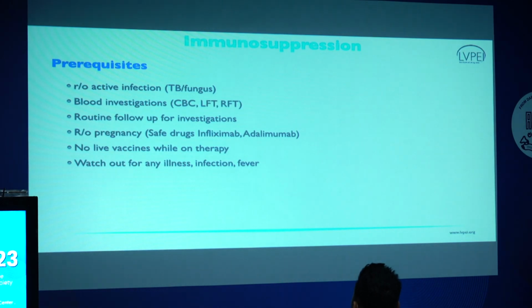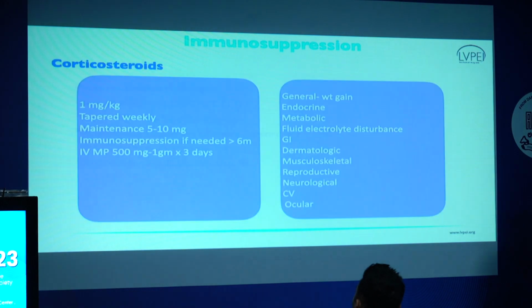First of all, it's very important to rule out an active infection like tuberculosis or fungus before we start these medications, and get some basic blood investigations done. Then we need to follow up these patients, so we need to do routine investigations when we follow them up. It's very important to know that the patient is not pregnant at the time of receiving the drugs, and some of the safe drugs that can be used are drugs like infliximab and adalimumab. It's also important to ensure that the patients don't receive any live vaccines while they're on therapy, and watch out for any illnesses, infection or fever in the course of follow-up.